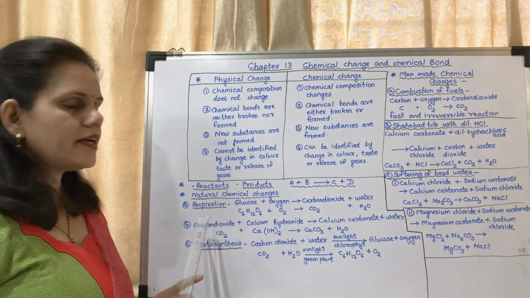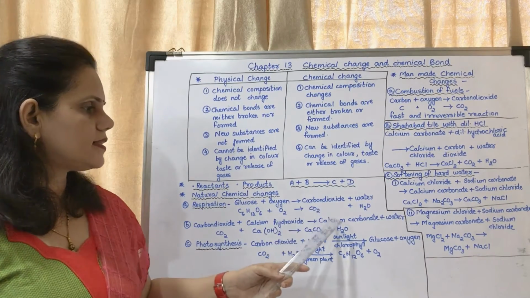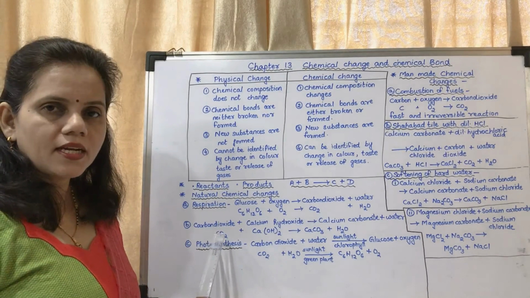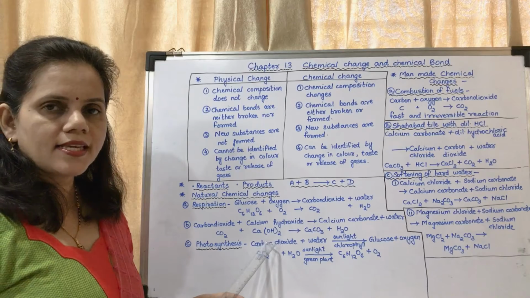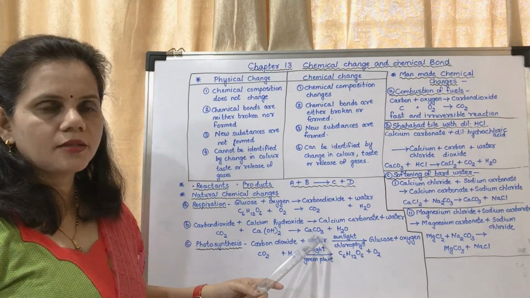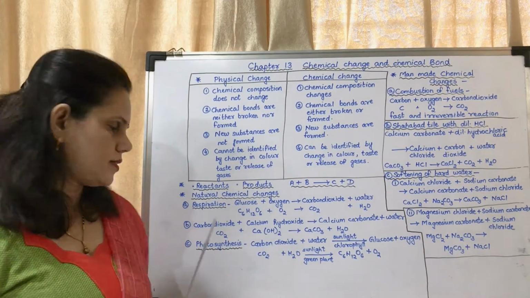So this is the word equation. Carbon dioxide plus calcium hydroxide gives calcium carbonate plus water. And this is the chemical equation, CO2 plus Ca(OH)2, this is calcium hydroxide, giving CaCO3, that is calcium carbonate, plus water. You have to learn these reactions.